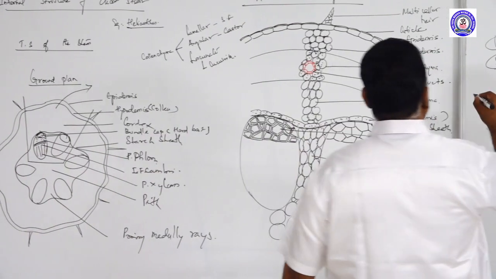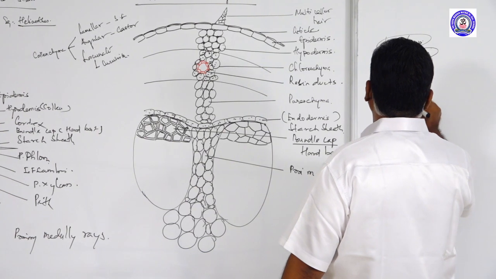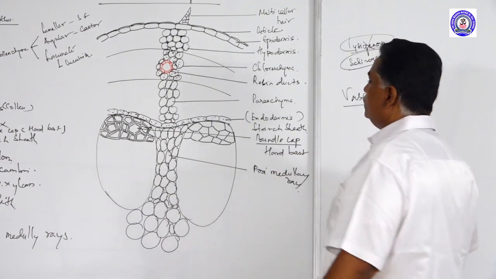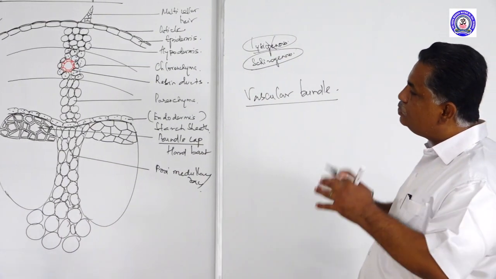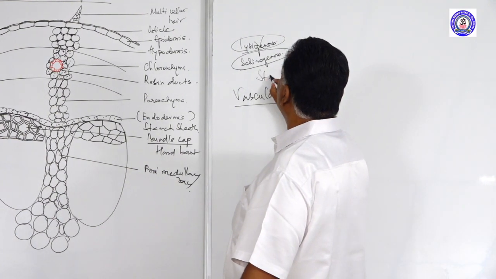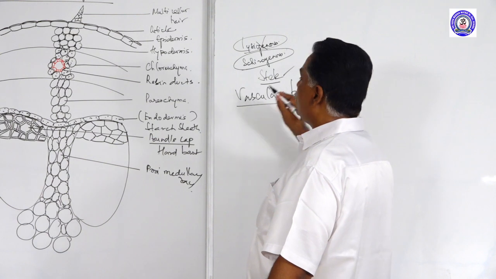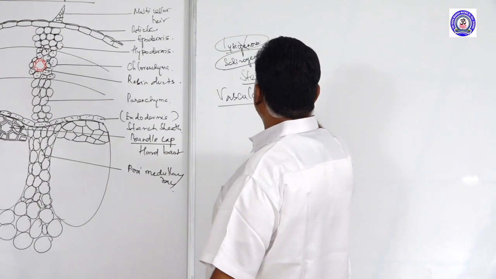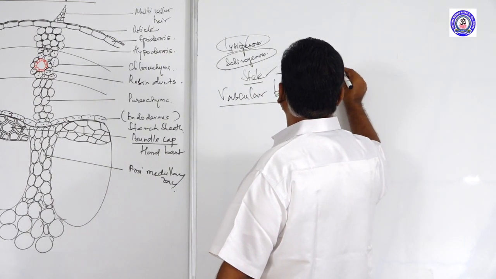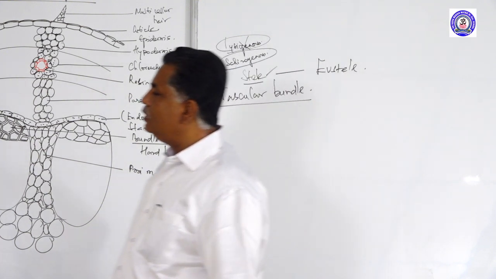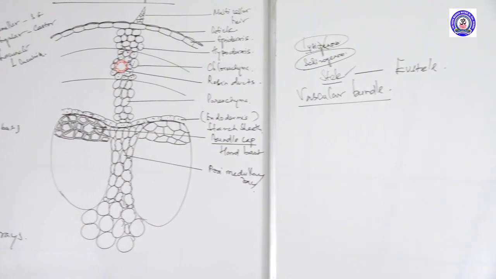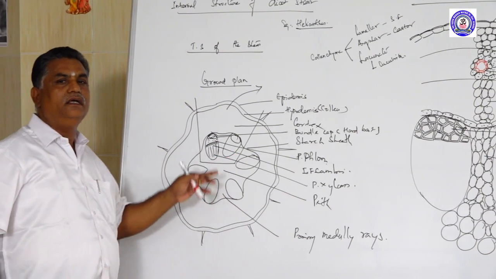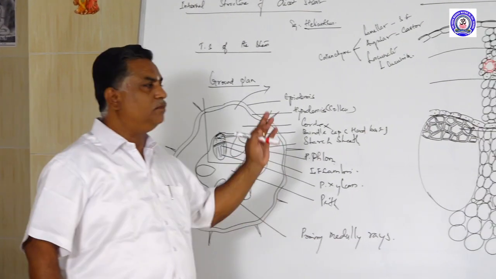Vascular bundles. Before that, the vascular bundles with other tissue is called stele. The stele comprises vascular bundles, pith and primary medullary ray, etc. What is the nature of the stele? It is eustele. You see here, eustele. What is eustele? Here vascular bundles are arranged in the form of a ring. When vascular bundles are in the form of a ring, that is called eustele.